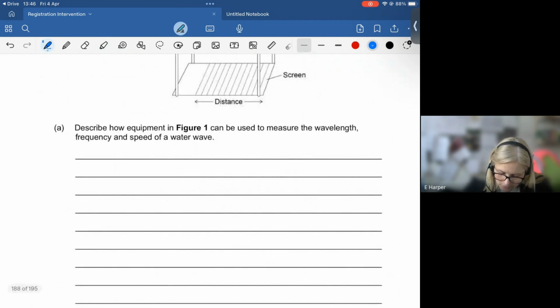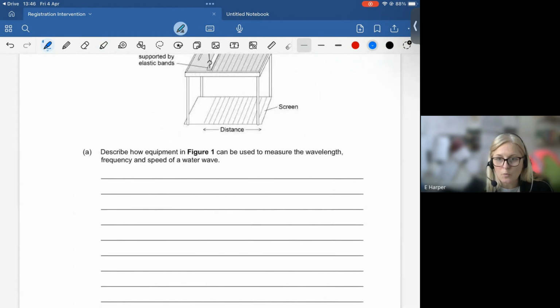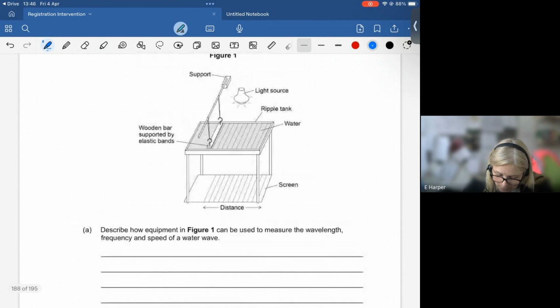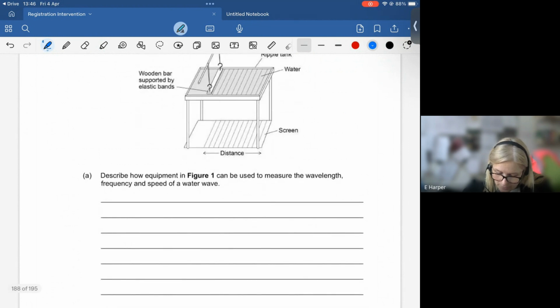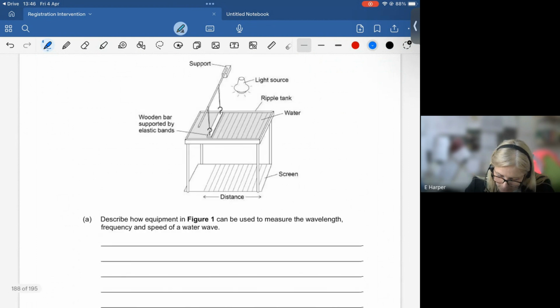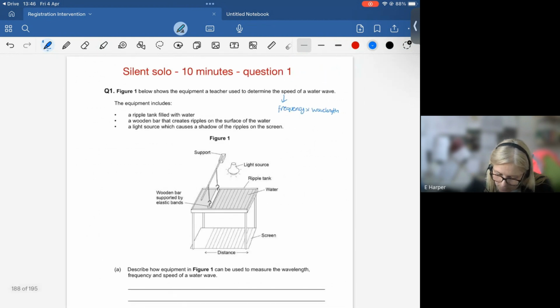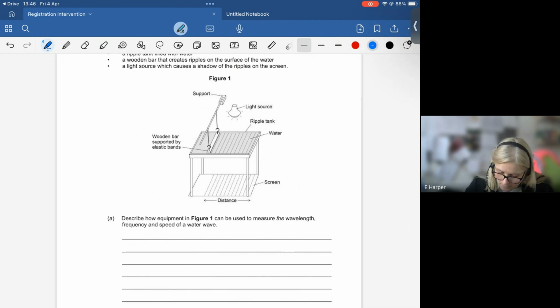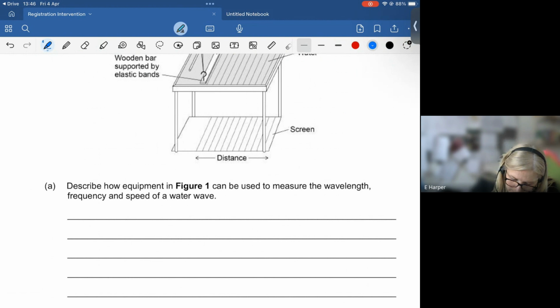Your question is to describe, so not why, just what are you going to do? Effectively a method: do this, do that, do the other. How are you going to use the equipment in figure 1? We need to refer to this equipment to measure the wavelength, frequency and speed of the water wave. We've already identified that the speed is the frequency times the wavelength. So if we want to work out the speed, we need to work out frequency and wavelength. If we know both of those, we can multiply them to get the speed of the water wave.